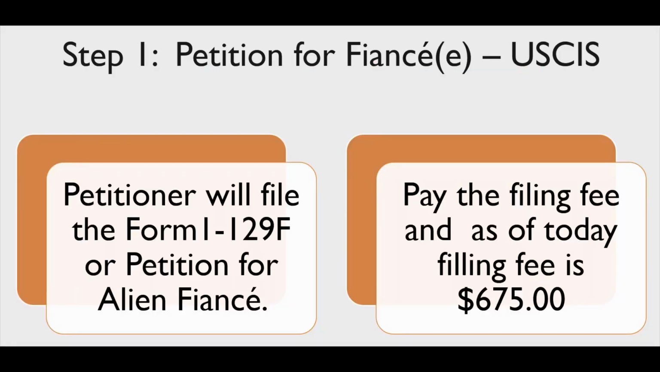So what are the steps when you're applying for K-1 visa? Step one, the petitioner needs to petition his or her fiance in the Philippines or in the country of origin of the beneficiary. So the petitioner will file the form I-129F, which stands for petition for alien fiance. The petitioner needs to fill out the form I-129F.